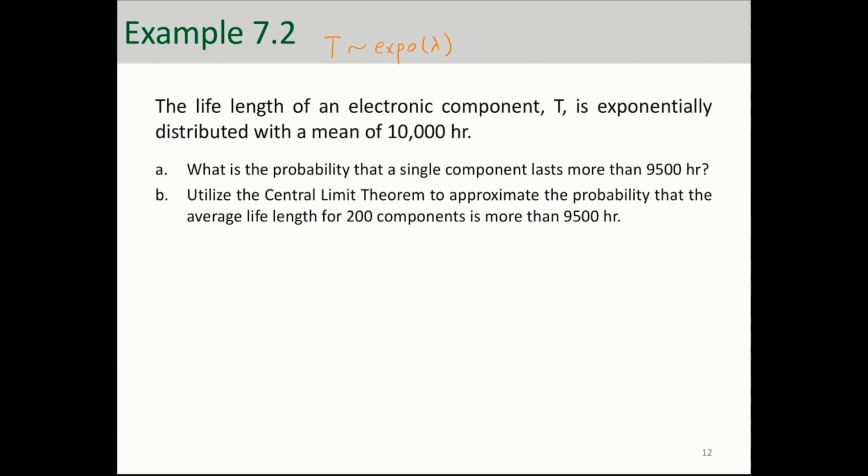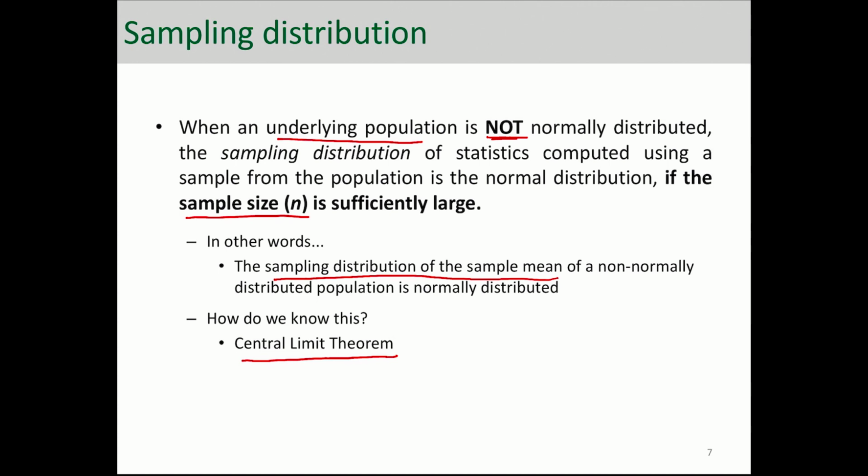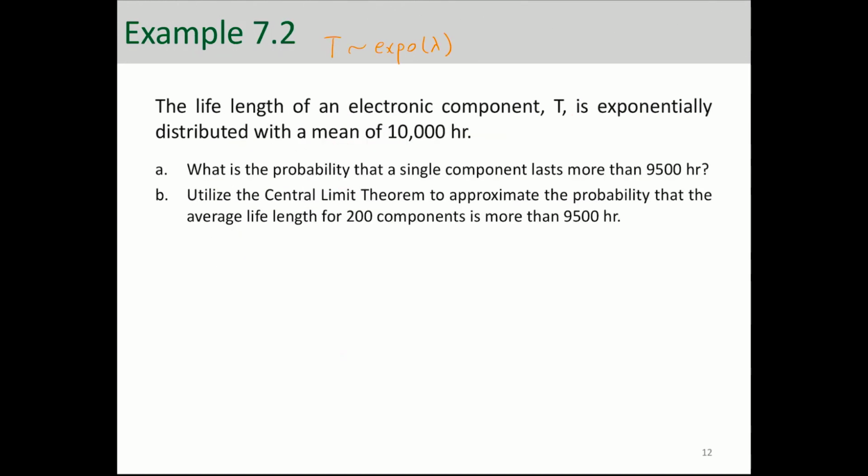Okay? And just to remind you of what we talked about earlier, when an underlying population is not normally distributed, which is the case in this problem, the sampling distribution will be normal if the sample size is sufficiently large. The sampling distribution of the mean will be normal if the sample size is sufficiently large.